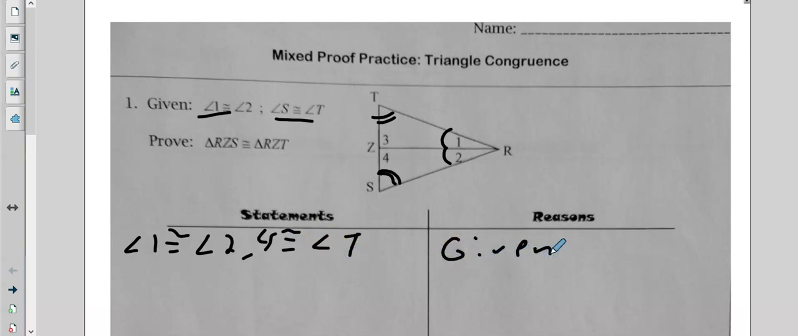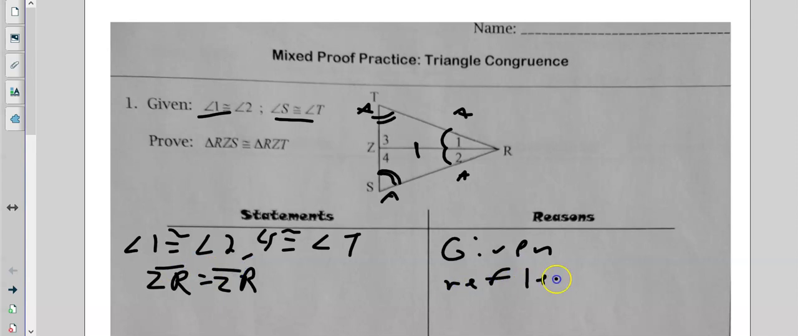We also mark this. We have an angle here, an angle here, an angle here, and an angle here. Okay? And then we always look for what we can mark, and we can always mark this side, ZR. And then once we mark it, we just say ZR is congruent to itself. And that's by the reflexive property. Remember, anytime you write reflexive, it's only when you have something equal to itself.